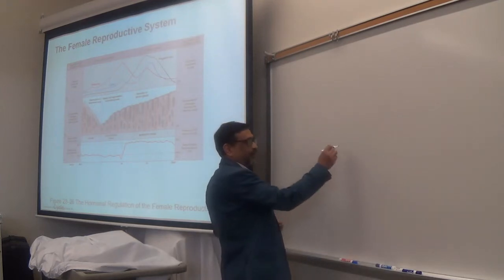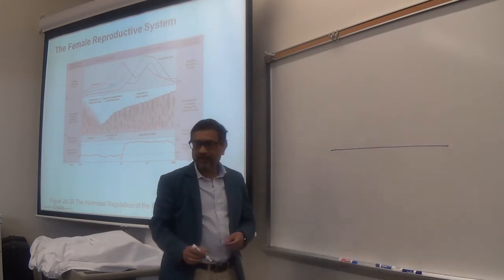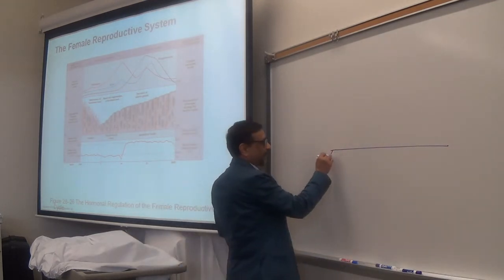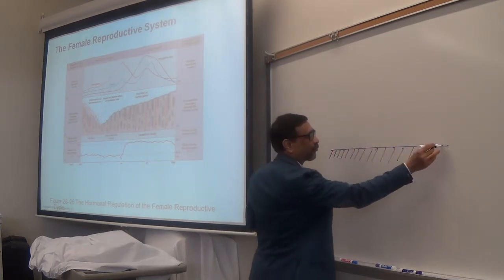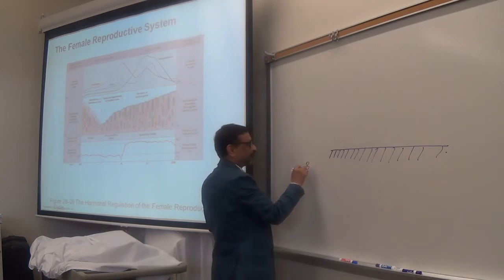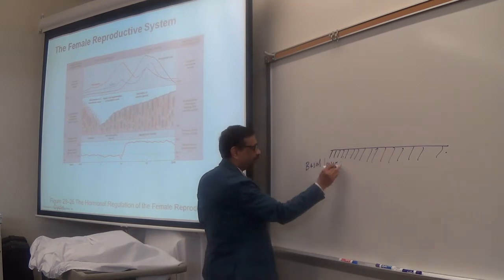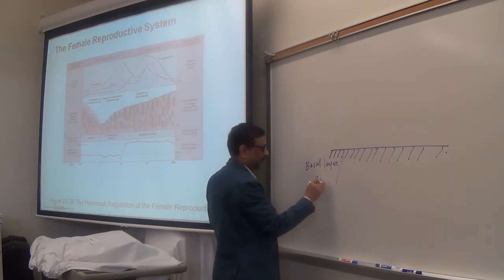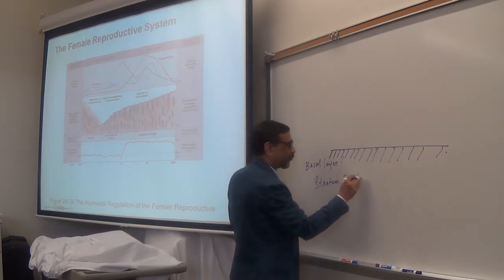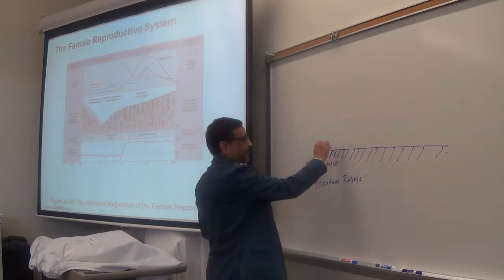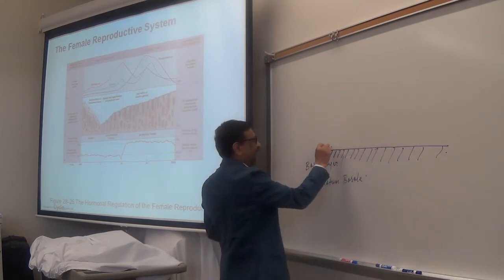So inside the uterus, you know that the endometrium is the innermost layer, right? And in the endometrium, as I mentioned in the last class, you have two layers. One layer is the fixed layer, that is called the basal layer or stratum basalis. Same thing, stratum basalis. And the layer that changes, that's the functional layer.